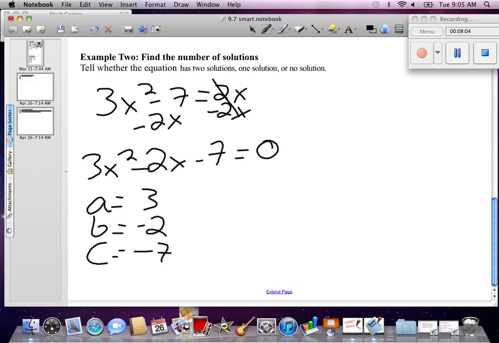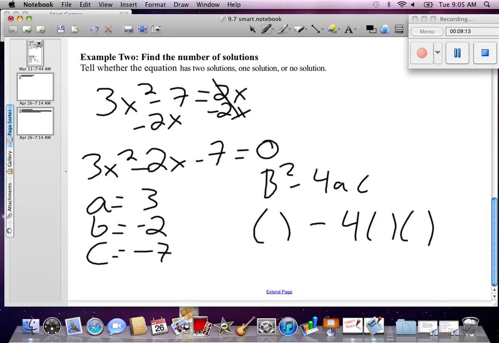How would I put this in my equation? B squared minus 4ac. What am I going to do? What am I going to fill in here? So negative 2 squared minus 4 times 3 times negative 7. Good.